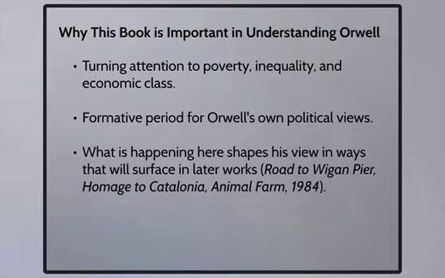Lastly, it shapes his views in ways that we'll see in later works. Certainly in The Road to Wigan Pier, which he wrote shortly after Down and Out in Paris and London was published. But even in later works, Homage to Catalonia, right, you're going to see these ideas resurface. And even works that he wrote in the 1940s, so 10, 15 years later, Animal Farm and 1984, are shaped by experiences he has looking at the least well-off in society in the late 1920s. So it'll help you better understand some of the works that we read later in the course or that you've already read.